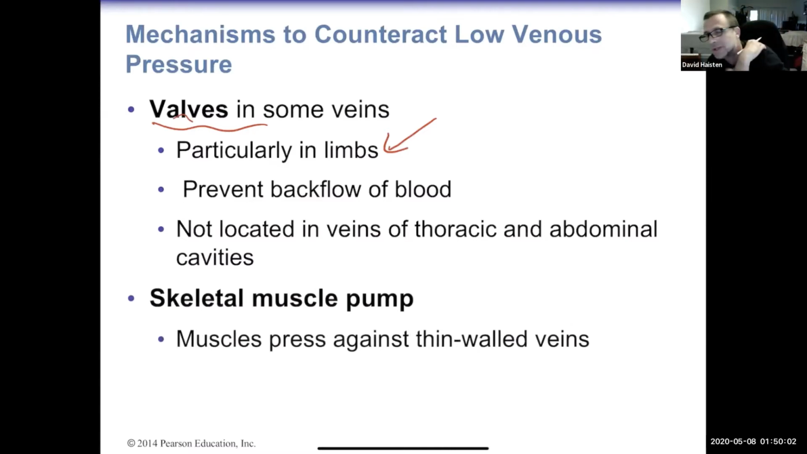Another way that blood gets back to your heart is something called the skeletal muscle pump. Skeletal muscle squeezes the veins and milks them. Milks them and gets the blood back. It also will squeeze the valves. So your skeletal muscle squeezes, the veins get squeezed by muscle contractions, which returns the blood.